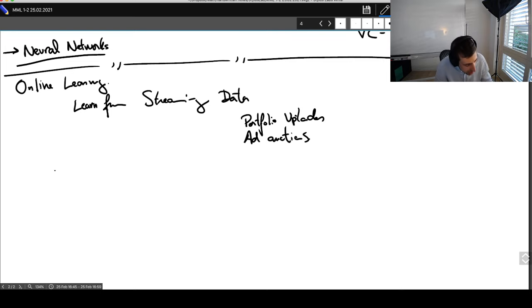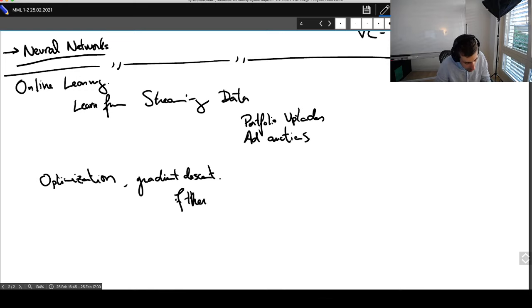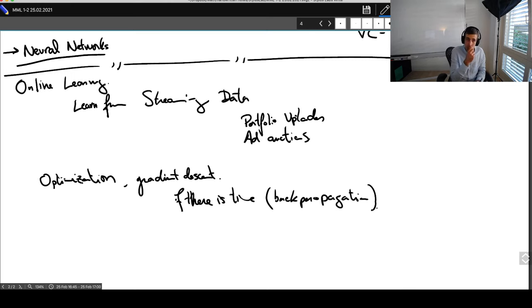And depending on how much time, we'll also talk a little bit about optimization, and perhaps gradient descent. And if there's time, a little bit about explaining backpropagation, but I assume many of you have seen this, which is how neural networks actually get trained. Okay, so if there's time, backpropagation.